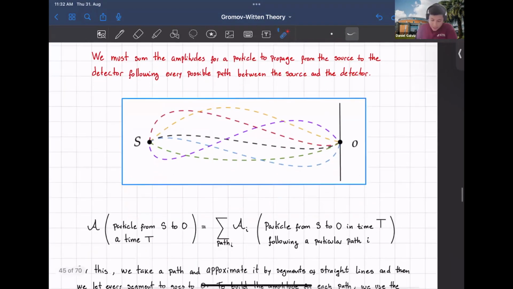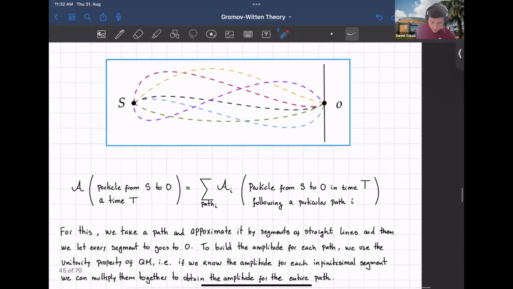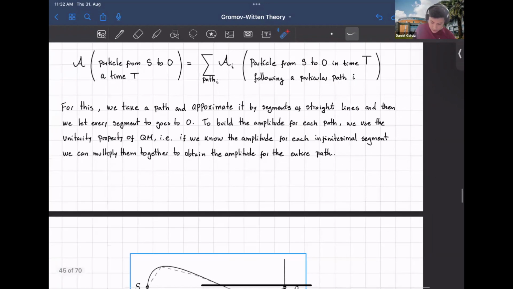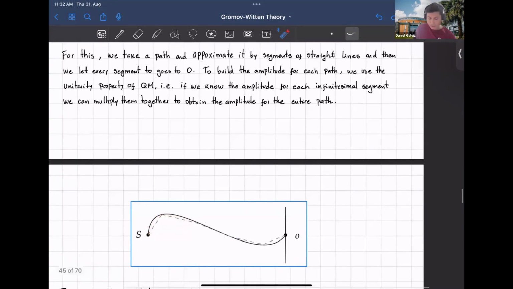Okay, so then you say the amplitude of a particle from S to the detector at time t is the sum of the individual amplitudes. We are going to set the time because we want to explain this from quantum mechanics, where we have one operator to propagate a particle from one position to another. We will see this later. So for this, we take a path and approximate it by segments of straight lines, right? What it means is you take one single path and approximate it by very small segments until you get to the detector.